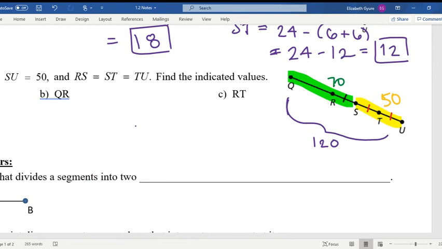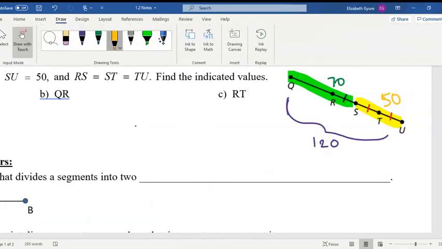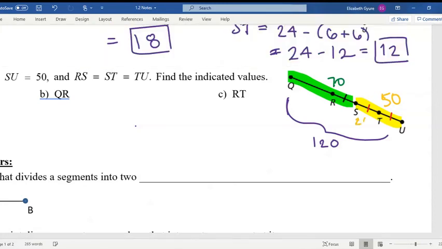Then the next thing I notice is that the segment SU is 50, but that either part of it is congruent. Well, if you have 50 and it's being split up congruently or equally, that means that's like in half. So that means each little part here is going to be 25. And if those are 25, RS is also 25. And now I actually have everything labeled.